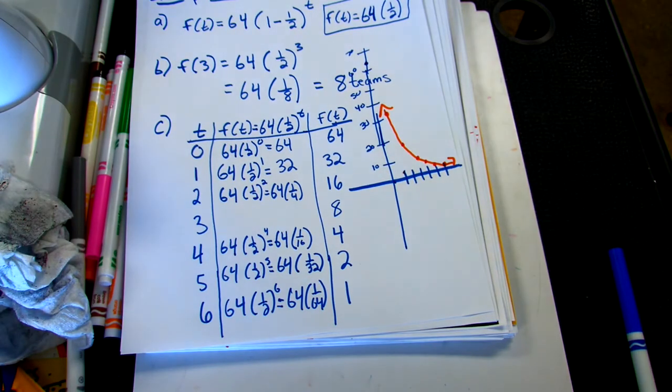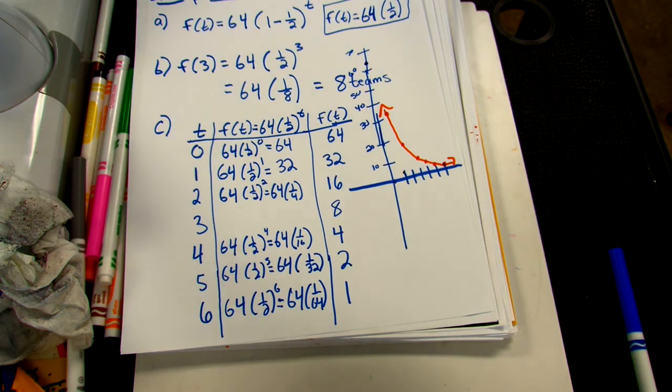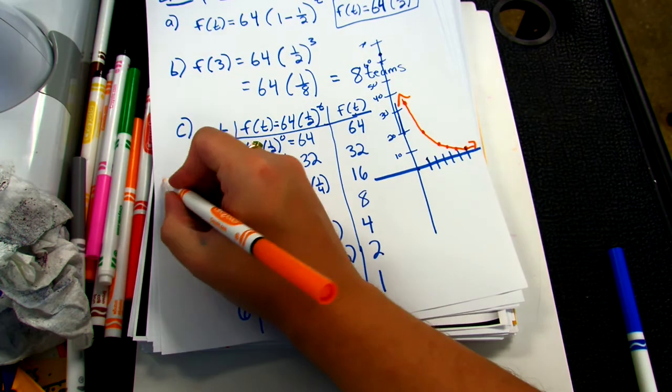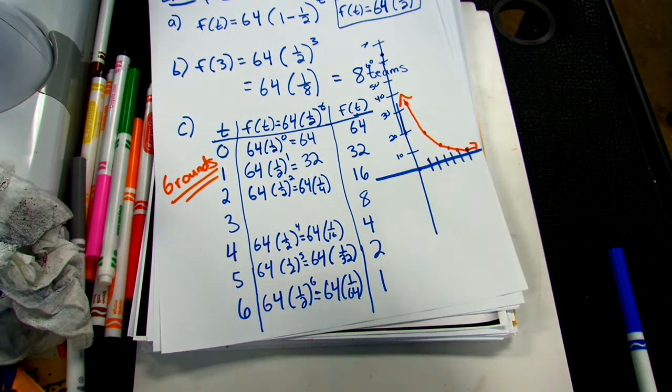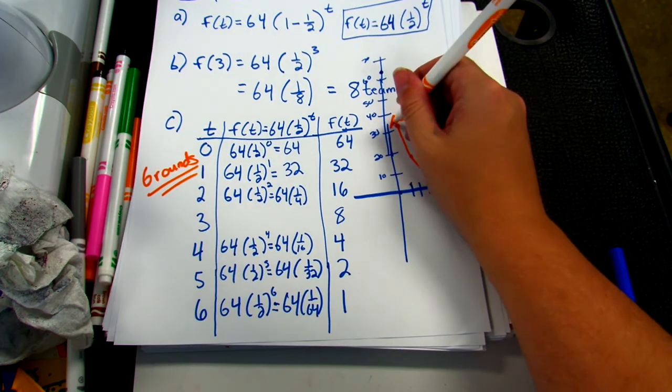So the answer to the question, because the question was, how many rounds does it take to determine a champion? Our answer is 6 rounds, right? Because after 6 rounds, we only have 1 team left. That's our champion. Okay? Notice what this graph looks like.